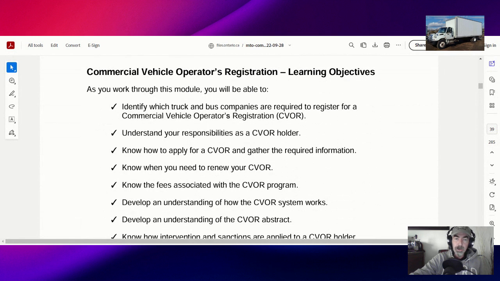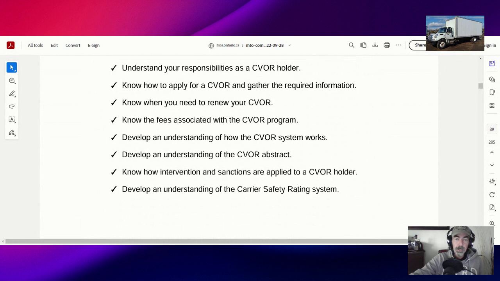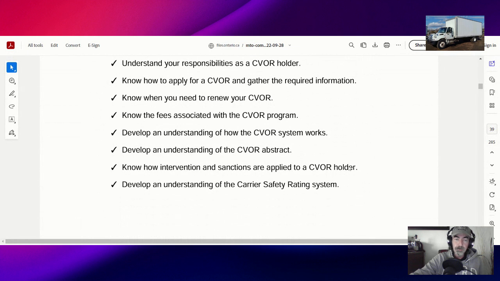Commercial Vehicle Operators Registration, Learning Objectives. As you work through this module, you will be able to identify which truck and bus companies are required to register for a commercial vehicle operator's registration, CVOR. Understand your responsibilities as a CVOR holder. Know how to apply for a CVOR and gather the required information. Know when you need to renew your CVOR. Know the fees associated with the CVOR program.